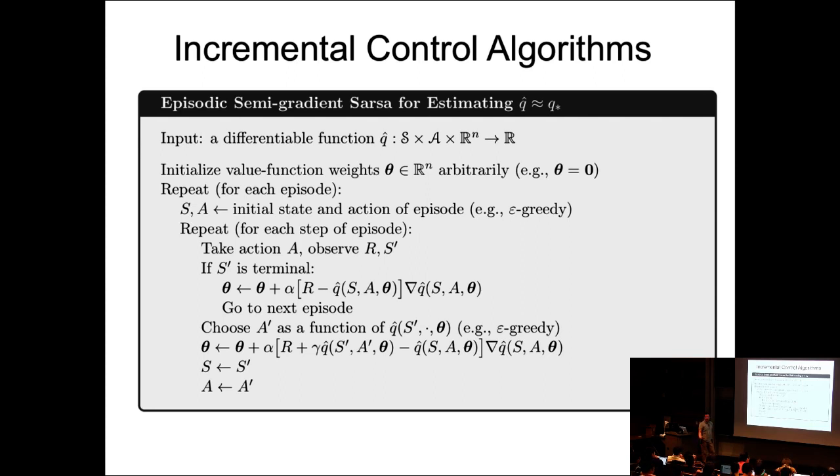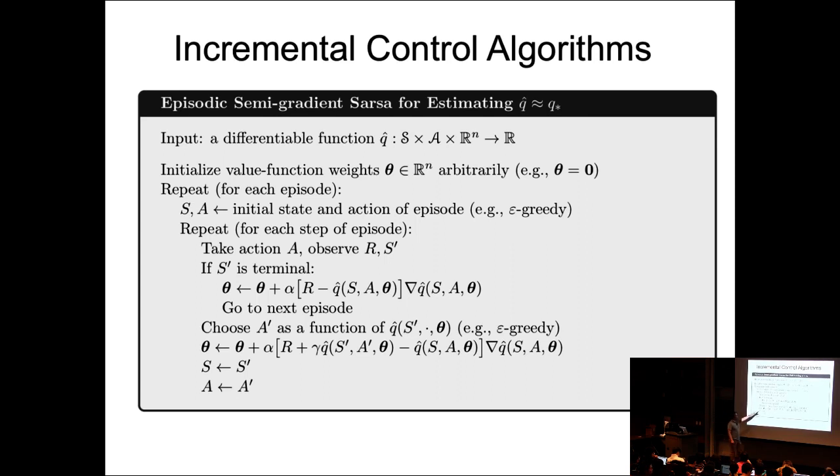So for example, if your policy is epsilon greedy, you repeat for each step of the episode: you take an action according to your policy. You observe the reward and the next state, S prime. If S prime is terminal, then you update your parameters, basically getting the final reward at the terminal state minus your prediction, times the gradient, right? And then you go to the next episode. You start again, running a new episode.